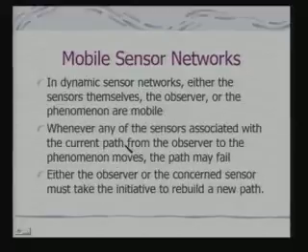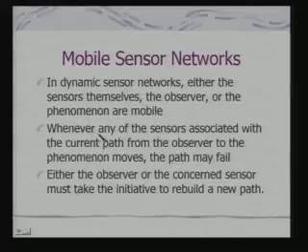On the other hand, we can have mobile sensor networks or dynamic sensor networks. In dynamic sensor networks, either the sensors themselves, the observer or the phenomena are mobile. So, there can be any one of these three, because a sensor network is characterized by sensor, observer as well as phenomenon. Any one of them, in fact there may be multiple of them, can turn out to be mobile.